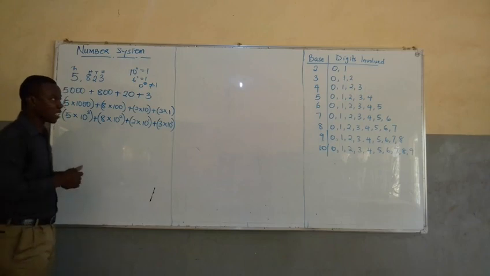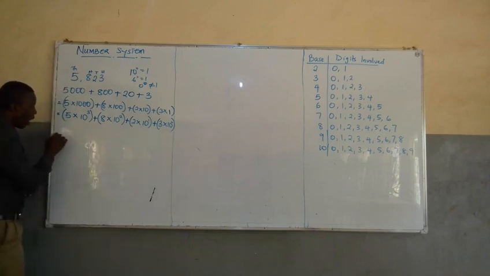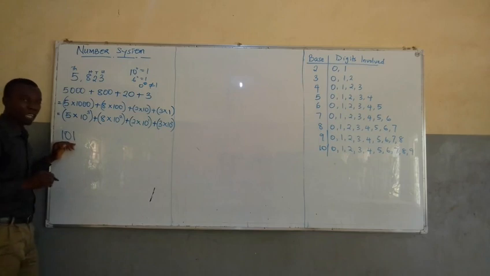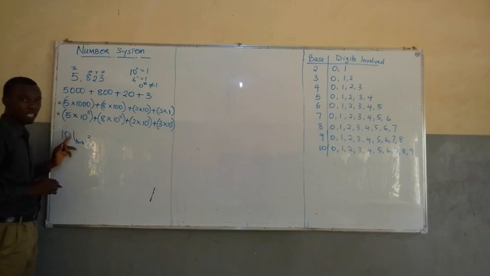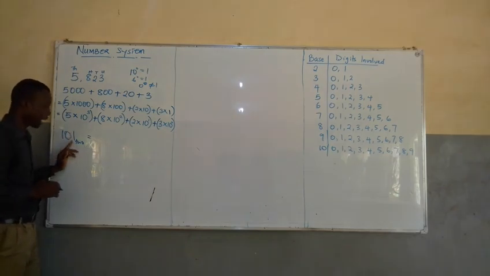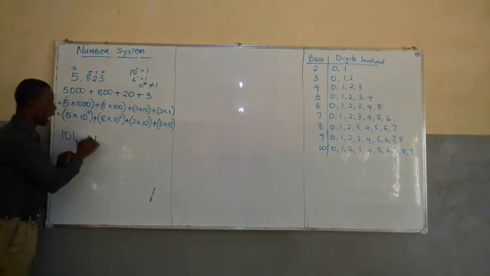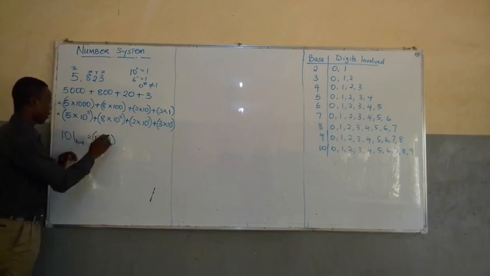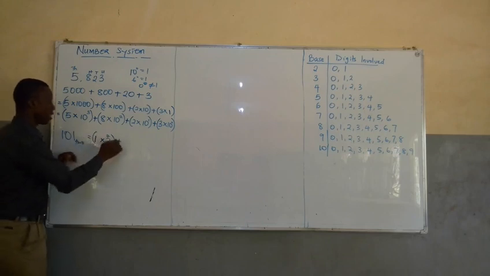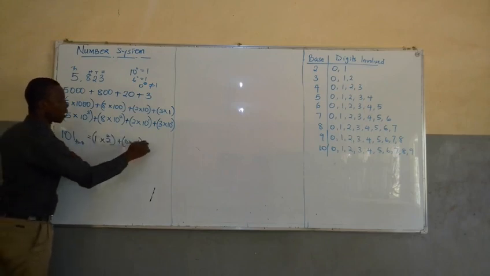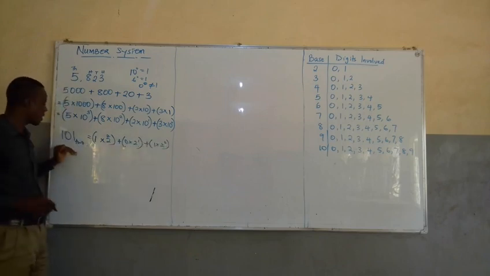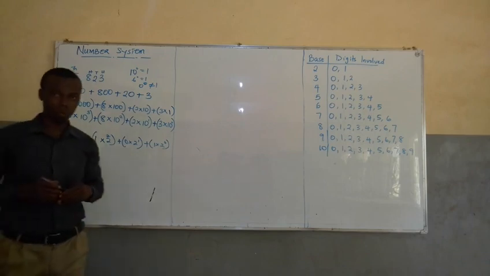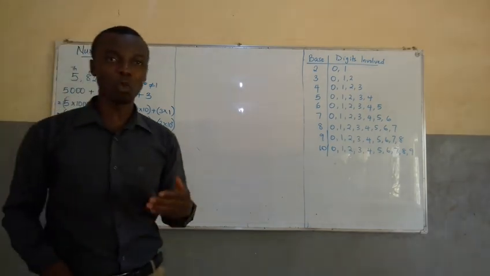So, take for example, I have a number like this. Let's say I have 101, and let me say this is in base 2. How can I express this? Yes, I can express it in base 2. That is to say, I'm going to have 1 times 2 raised to power 2, plus 0 times 2 raised to power 1, plus 1 times 2 raised to power 0. I can express it this way because it is in base 2.